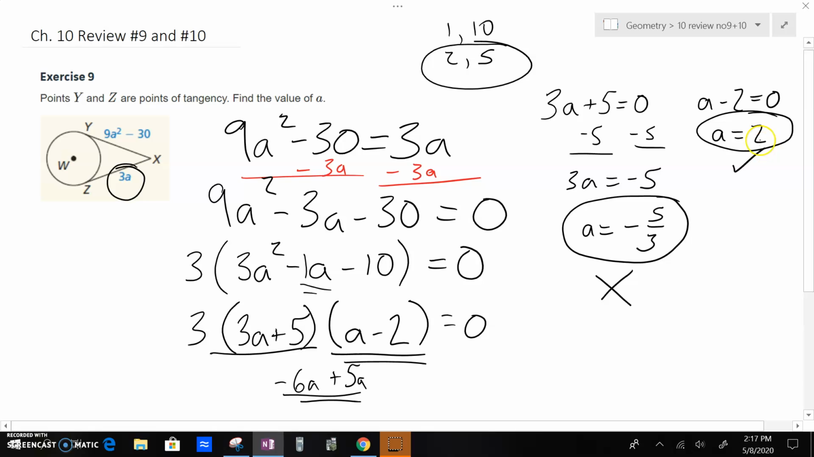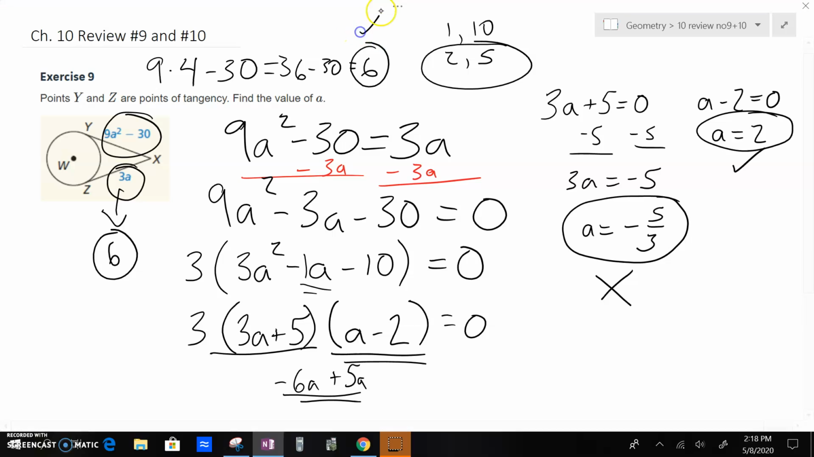So if I took that 2 and plugged it in, sure enough, 3 times 2 is 6. And actually a good check to see if we're right is to take that 2 and plug it in here. If I do 9 times 2 squared, which is 4, so 9 times 4 minus 30. Well, 9 times 4 is 36, and 36 minus 30, sure enough, is 6. So we check. We're good. So that's how you do it.